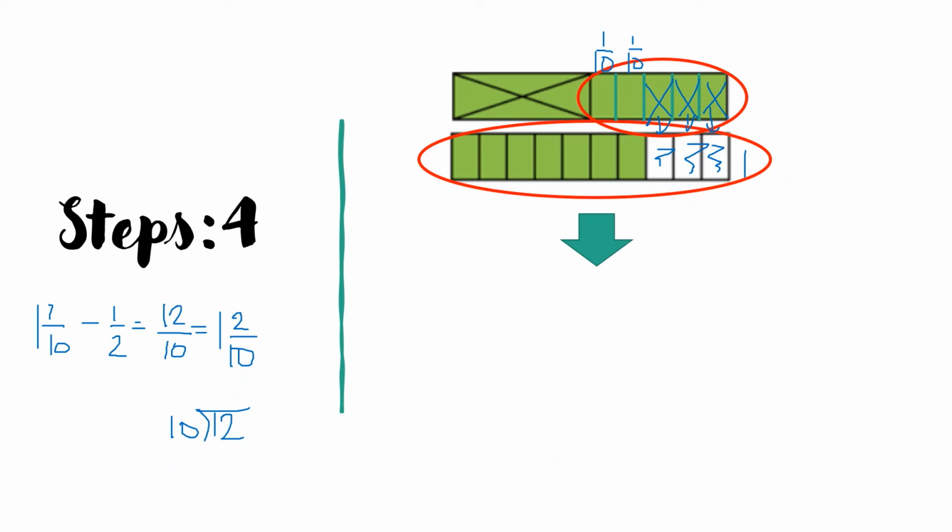We can also simplify this by dividing both top and bottom by 2, because that is the common factor they have. The 1 stays the same. 2 divided by 2 is 1, and 10 divided by 2 is 5. And this is the final reduced answer. That is it. That's how easy it is.